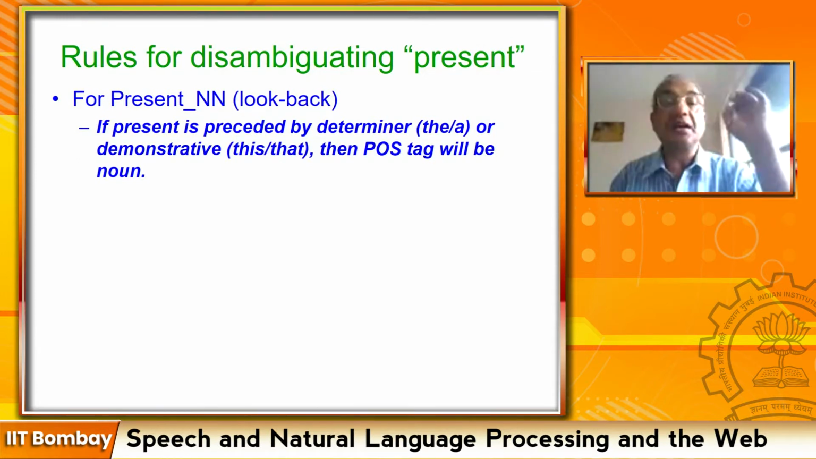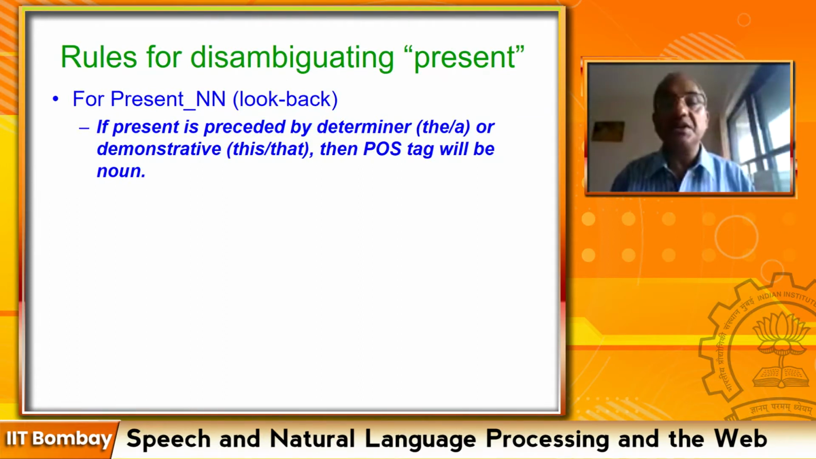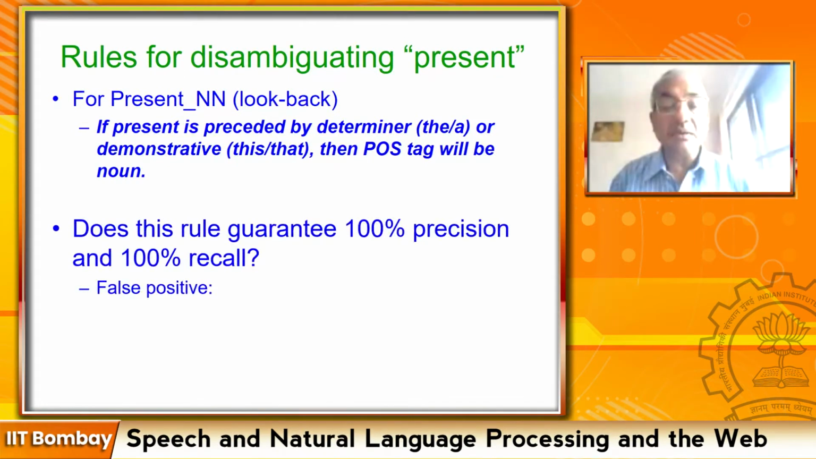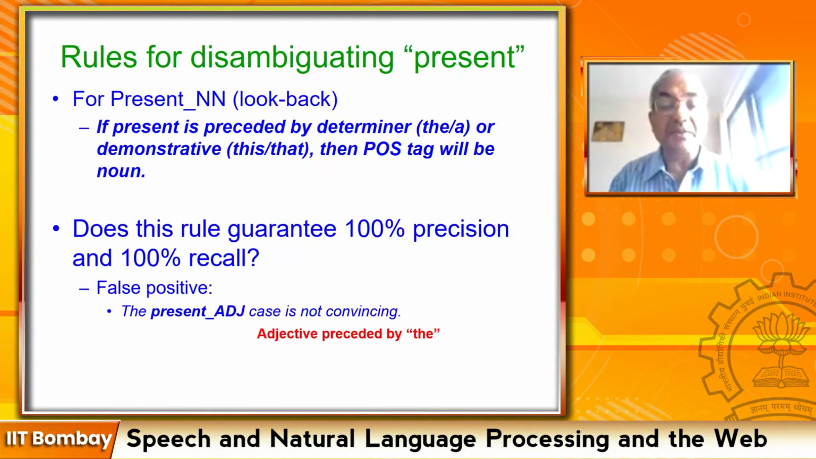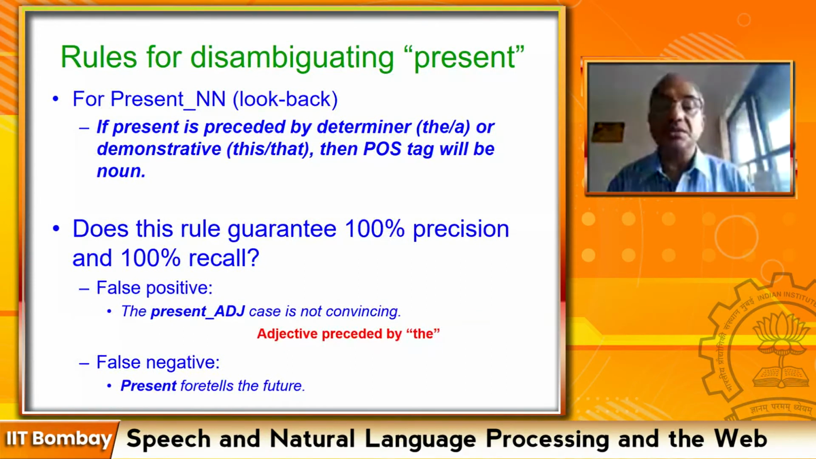Is this a completely 100% accurate rule? Is it a fail-safe rule? Does it have 100% precision and recall? Or going back to more philosophical discussions, does this rule have no error of omission and no error of commission? This is the false positive and false negative situation. It turns out that it is not a 100% precision and 100% recall situation.